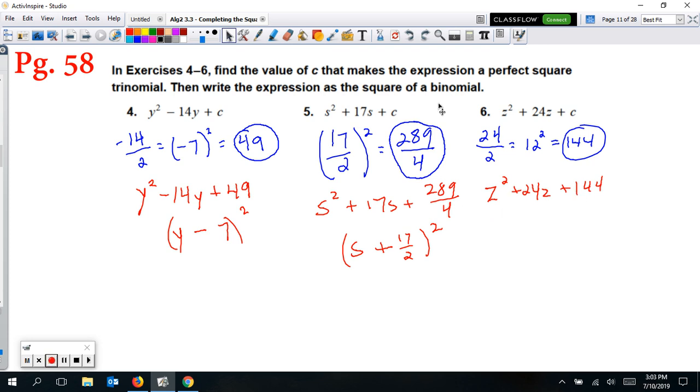And then we're going to make it a square of a binomial, so our special number there is 12. 12 times 12, 12 plus 12, and it is going to be positive because 24 is positive. So z plus 12, and then squared.